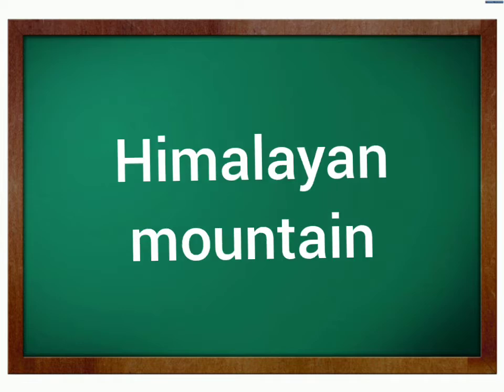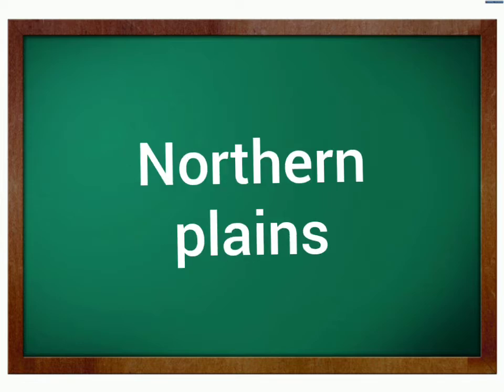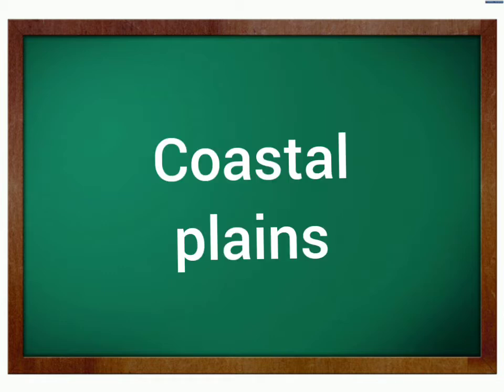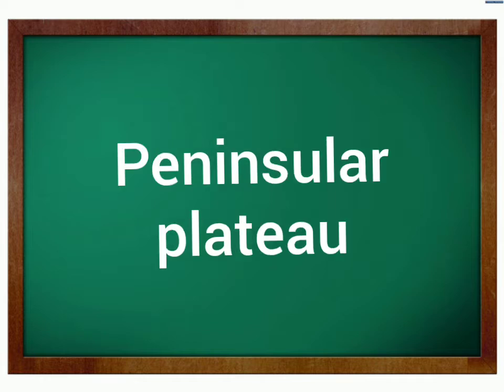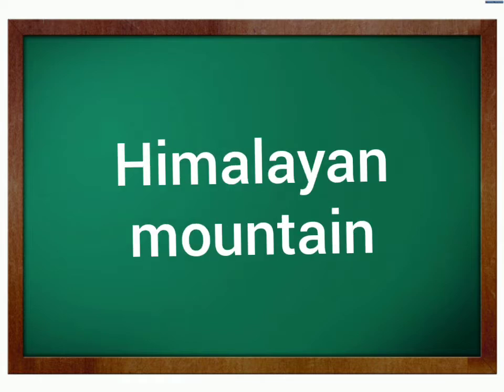Then we can see the major physiographic divisions. Clear about the formation of northern plains also? Then we can move to the major physiographic divisions. The physical features of India can be grouped under the following divisions: Himalayan mountains, northern plains, peninsular plateau, Indian desert, coastal plains and Indian islands. First, we can discuss the features of Himalayan mountains.